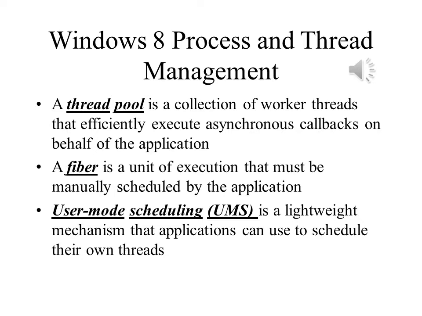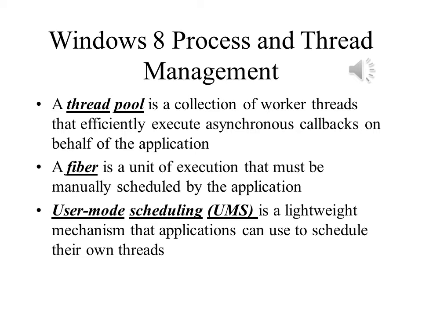A thread pool is a collection of worker threads that efficiently execute asynchronous callbacks on behalf of the application. The thread pool is used primarily to reduce the number of application threads and provide management of the worker threads. A fiber is a unit that must be manually scheduled by the application. Fibers run in the context of the threads that schedule them. Each thread can schedule multiple fibers. In general, fibers do not provide advantages over a well-designed multi-thread application. However, fibers can make it easier to port applications that were designed to schedule their own threads.